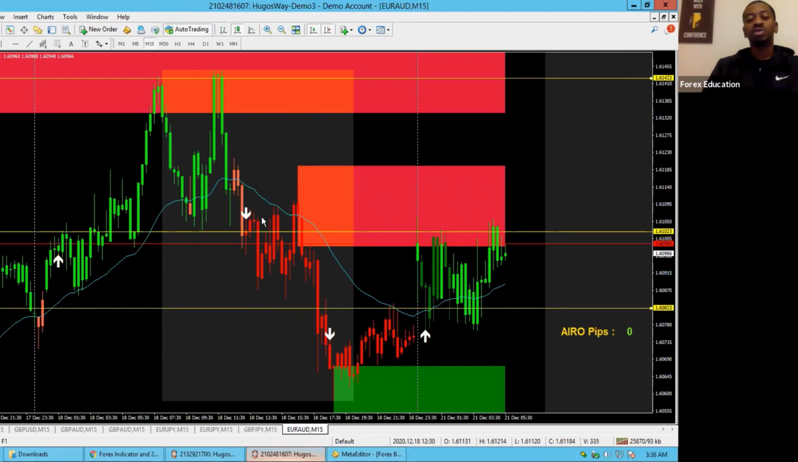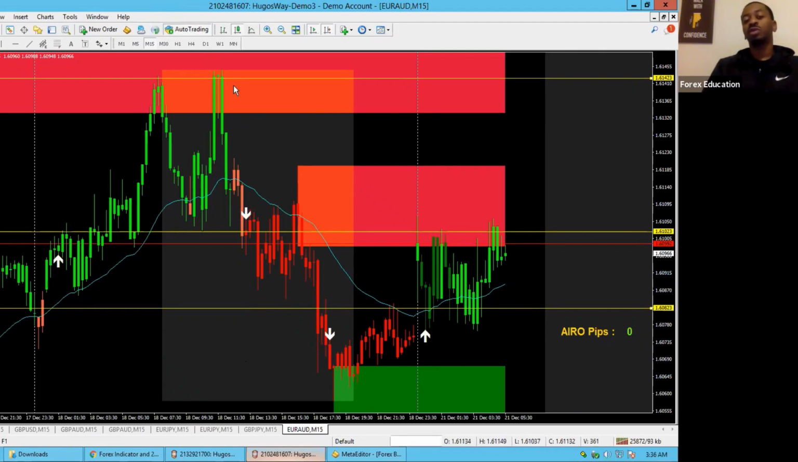As you can see here, price never got anywhere close to our stop loss. It went right here, but it came through and broke right through our take profit. That is a successful AIRO gold trade that happened on Friday. That's it. That's as simple as it is.